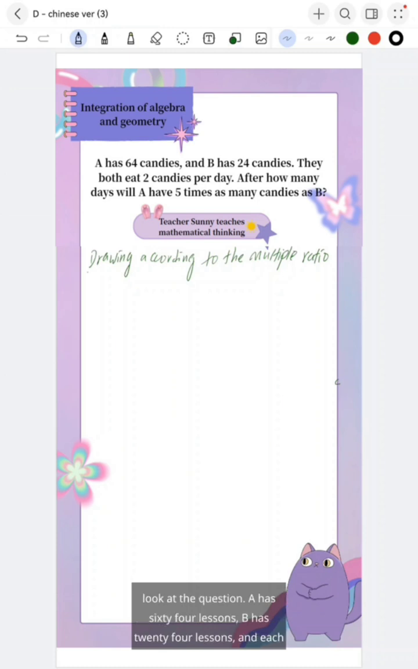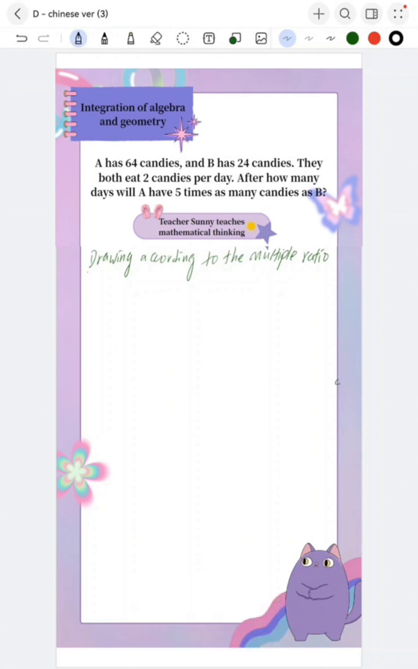A has 64 lessons, B has 24 lessons, and each day they both take 2 subjects. After a certain number of days, A becomes 5 times B. Okay, let's use the method of drawing diagrams for ratio and multiplication problems. So after a certain number of days, the final result is that A is 5 times B. What does this tell us?